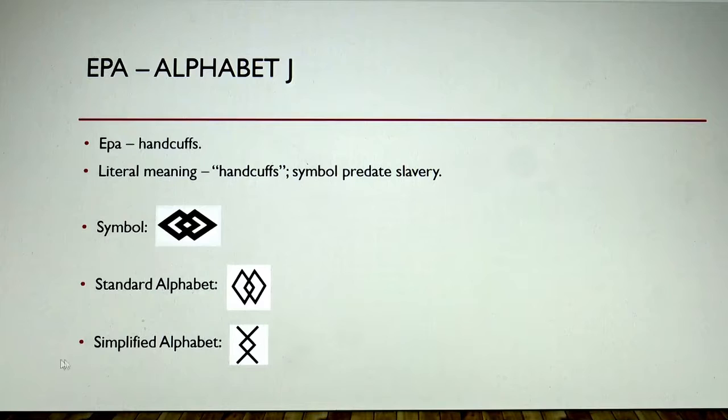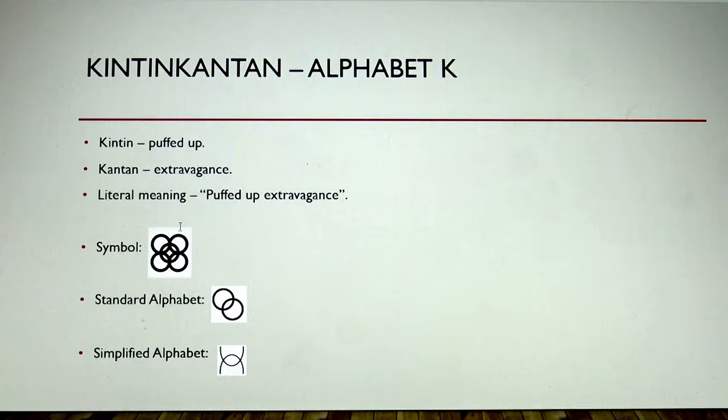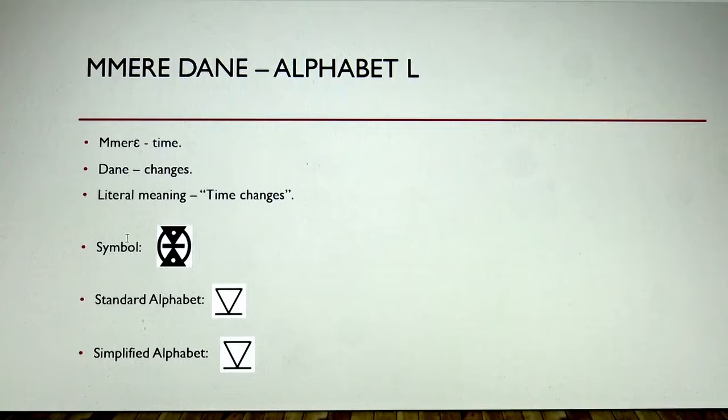Kuntinkantan, puff, Kuntin, puffed up. Kantan, extravagance. This is assigned to alphabet K. Literal meaning puffed up extravagance. This is the Adinkra symbol. These are the alphabets. The Adinkra alphabet also carries the same meaning as the symbols. So in addition to being alphabets that stand for sounds, they also carry meaning from the Adinkra symbol from which the alphabet is derived.